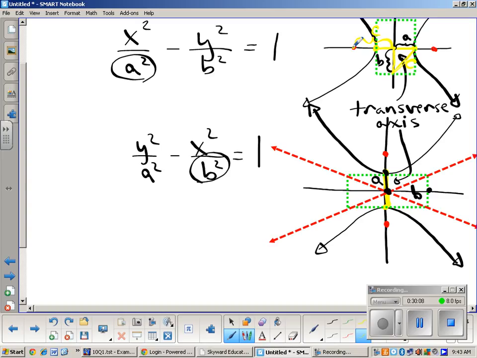So, here's the rule. C squared is equal to A squared plus B squared. That helps you know where to find the foci now. C would be the distance from the center of the box to the foci. And I know A squared and B squared because they're right here. So if I add those two numbers up and take the square root of them, I'll find C, the distance from the center to the foci.